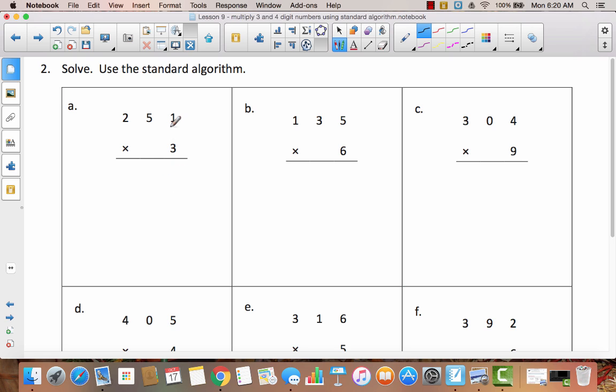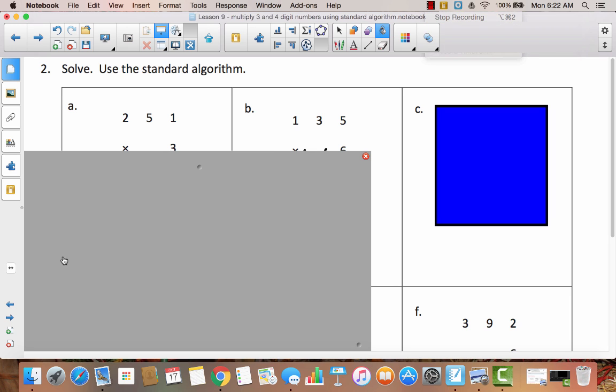1 one times 3 is 3 ones. 5 tens times 3 is 15 tens. So I'm going to carry the 1 hundred into the hundreds place and put my 5 in the tens place. Now I have 2 hundreds times 3, which is 6 hundreds, plus 100 makes 753. All right, I'd like for you to try B and C by yourself. If you get stuck, it's okay. Go ahead and press play, and I'll walk you through it, but I want you to try to do it all by yourself.